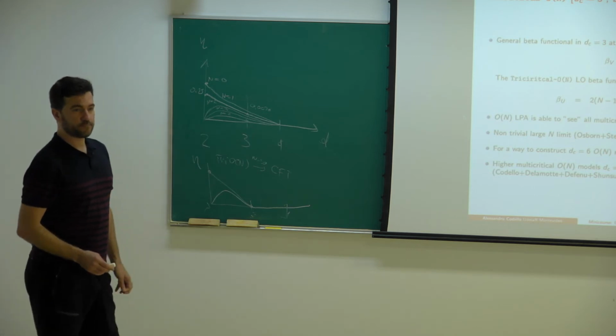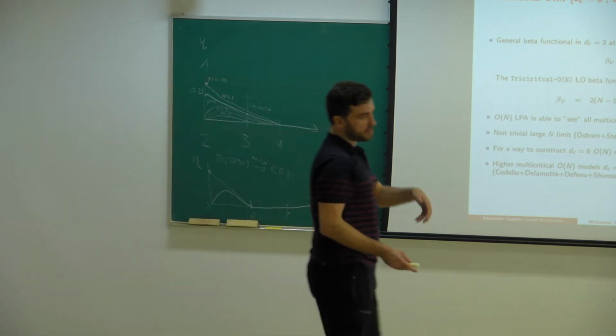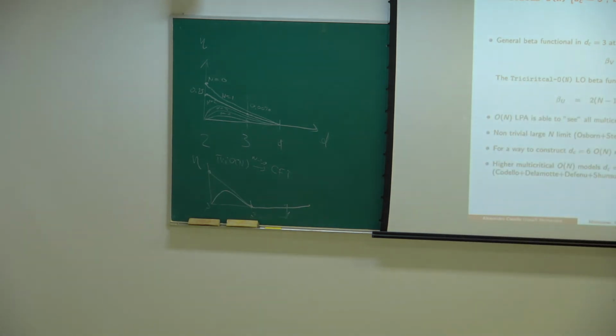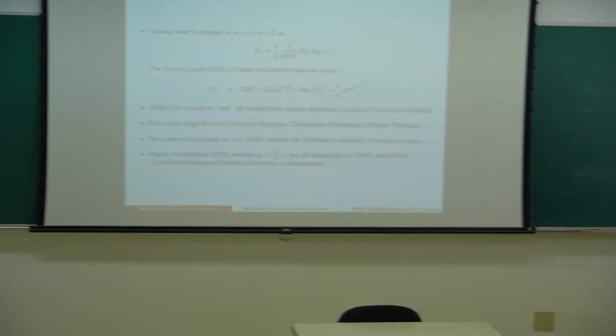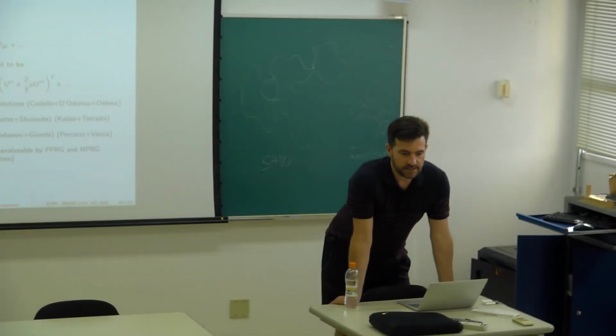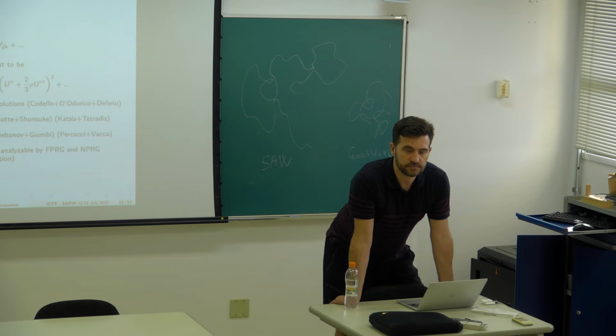Yes? What does it mean for n to go to 0? Yeah, this is the map of the... I don't have time here, but you can show that the criticality of the self-avoiding random walk can be mapped onto the criticality of the O(N) model when n goes to 0. Okay? It's basically something which resembles the replica trick.